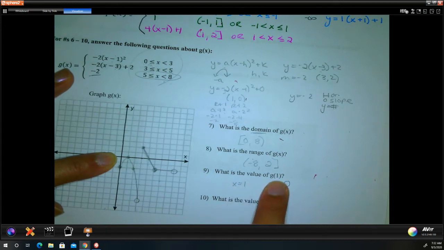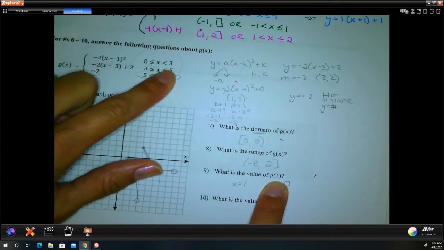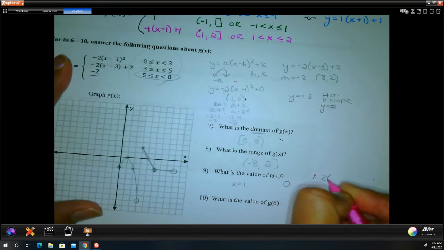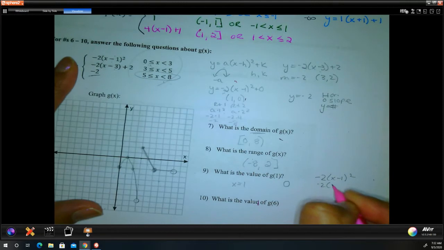Or you can say x is 1, which is right here, between 0 and 3, so -2 times (x minus 1) squared: -2 times (1 minus 1) squared, -2 times 0 squared would be -2 times 0, so still 0.